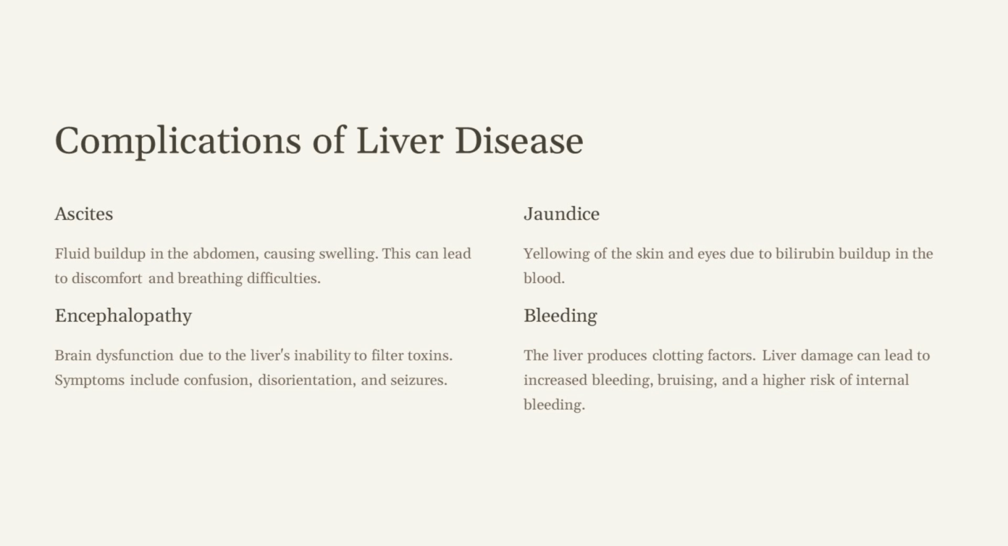Jaundice is the yellowing of the skin and eyes due to a buildup of bilirubin in the blood. Liver damage can also impair the production of clotting factors, leading to increased bleeding, bruising, and a higher risk of internal bleeding. It's important to be aware of these complications and monitor them closely in patients with liver disease.